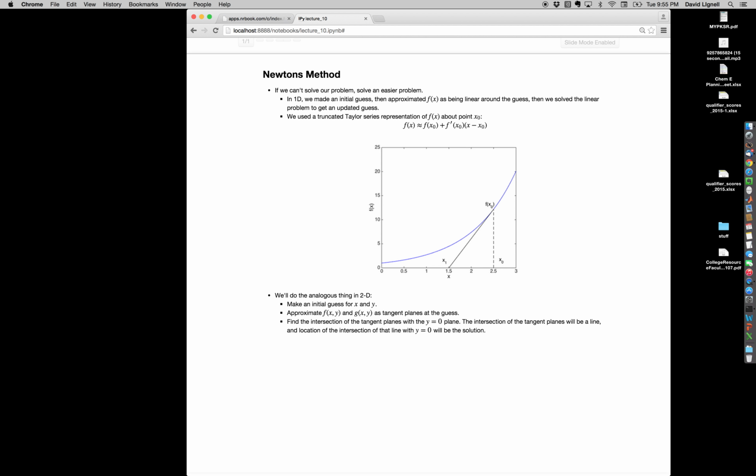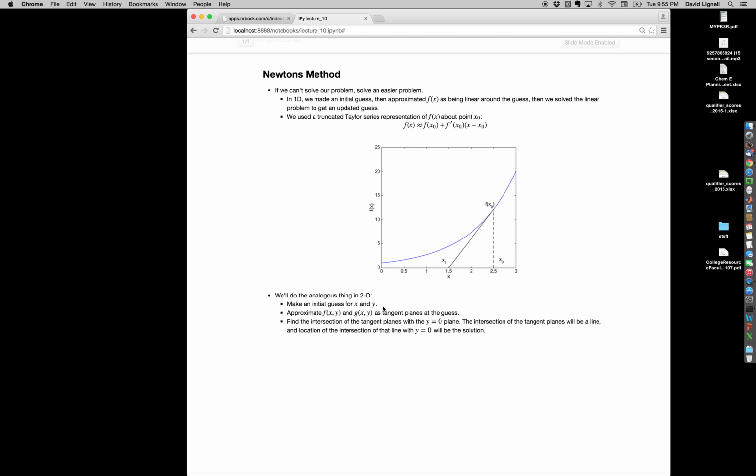We're going to do the same kind of thing in 2 dimensions. We make an initial guess for both x and y, and then we approximate the two functions, f of x y and g of x y, as tangent planes at the guess points. So to do this, we're going to find the intersection of the tangent planes with the z equals 0 plane. And solving for these is going to be a linear problem, which is much easier to solve than the nonlinear problem. Just like in the one-dimensional Newton's problem, solving for the straight line approximation was an easy thing to do. We can do that directly.